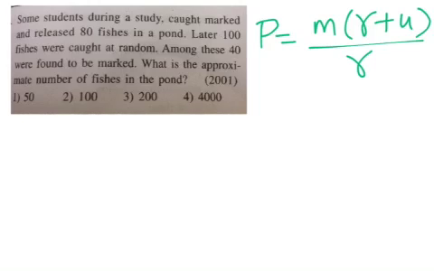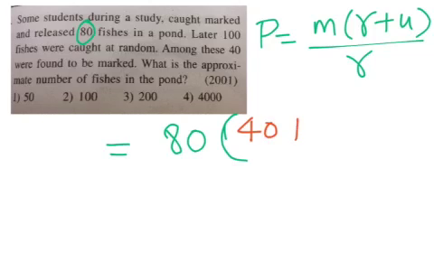So let us apply the formula here to do this problem. M equal to marked fishes. See how many marked fishes are there in the problem. 80 are marked fishes. And R means recaptured and marked fishes. How many recaptured and marked fishes are present here? That is 40, they said.